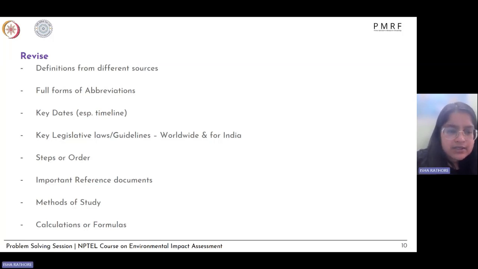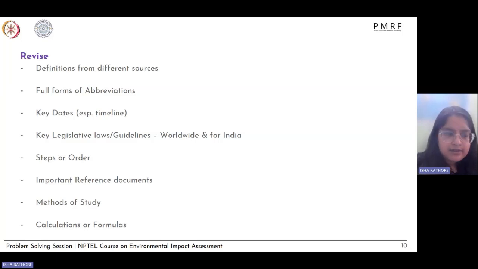And next is methods of study. Again, for different environmental parameters, what was the method of study? What methods were used in desk-based review? What was used in fieldwork surveys? What are the different methods of doing surveys and things like that for different environmental parameters?